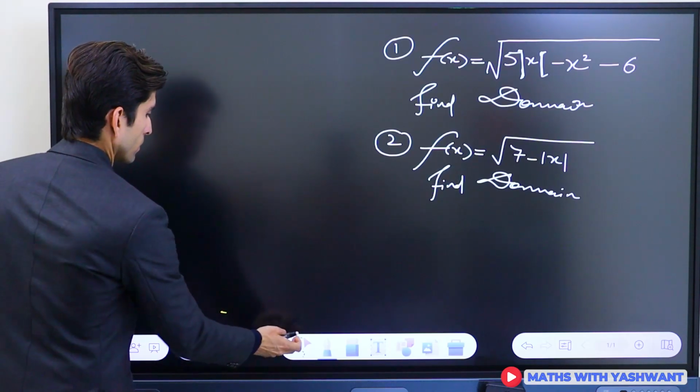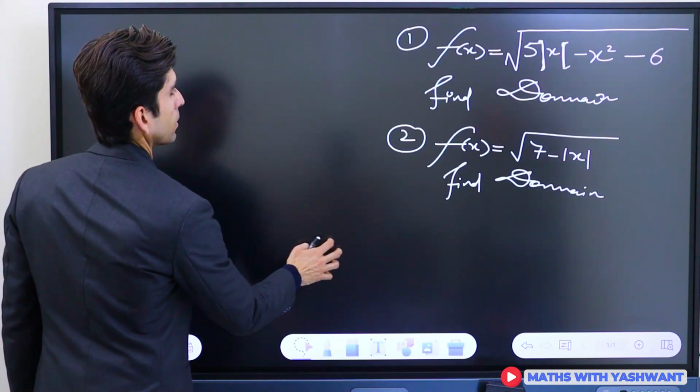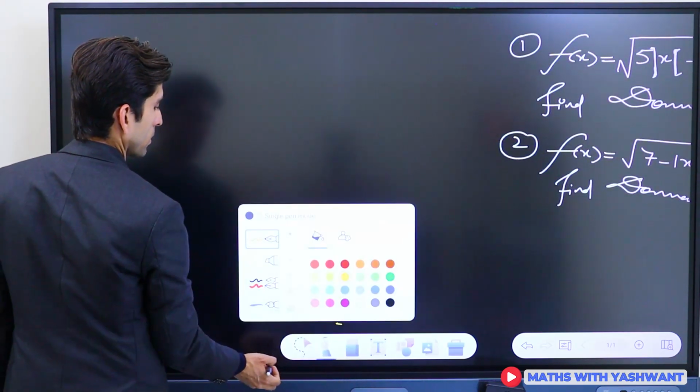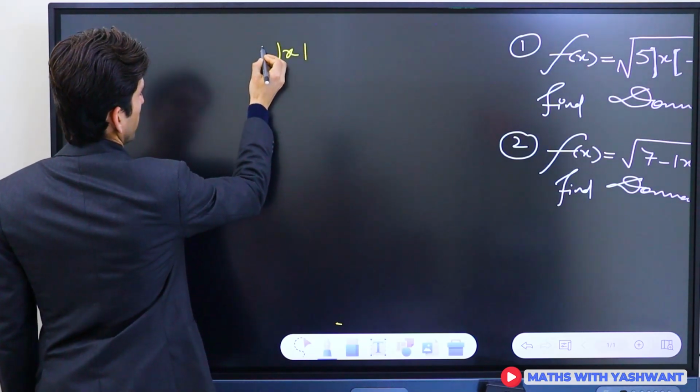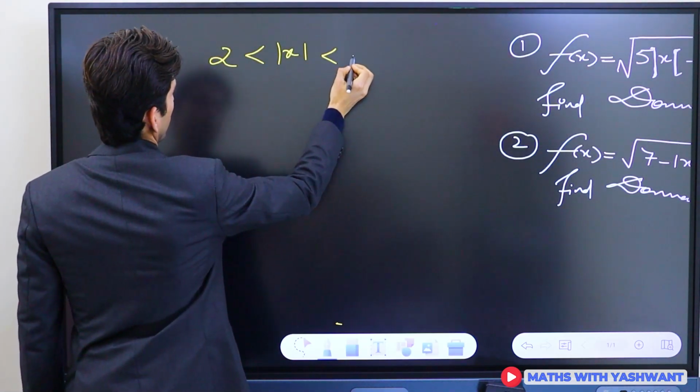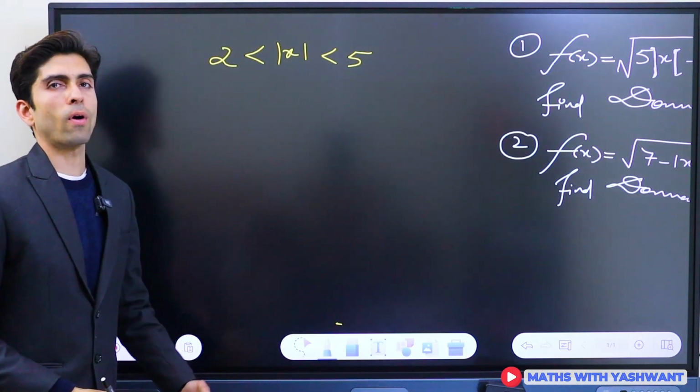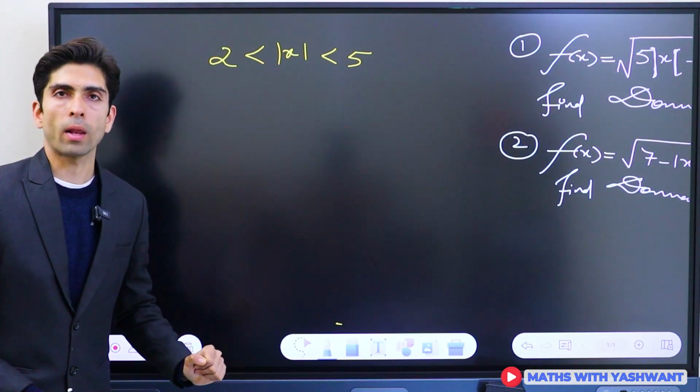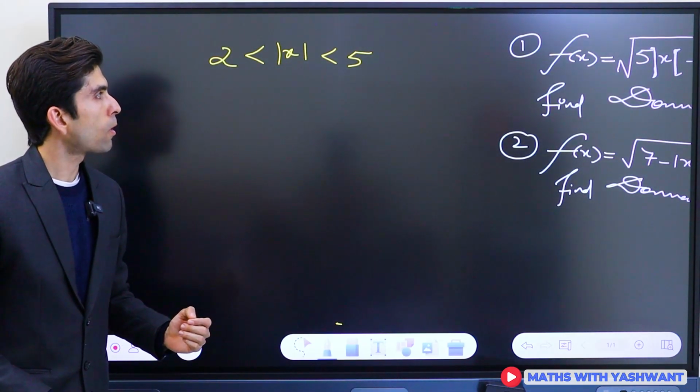So let's suppose we have an inequality: mod of x greater than 2 and less than 5, and we have to find the values of x which satisfy this inequality. So how do we do that?